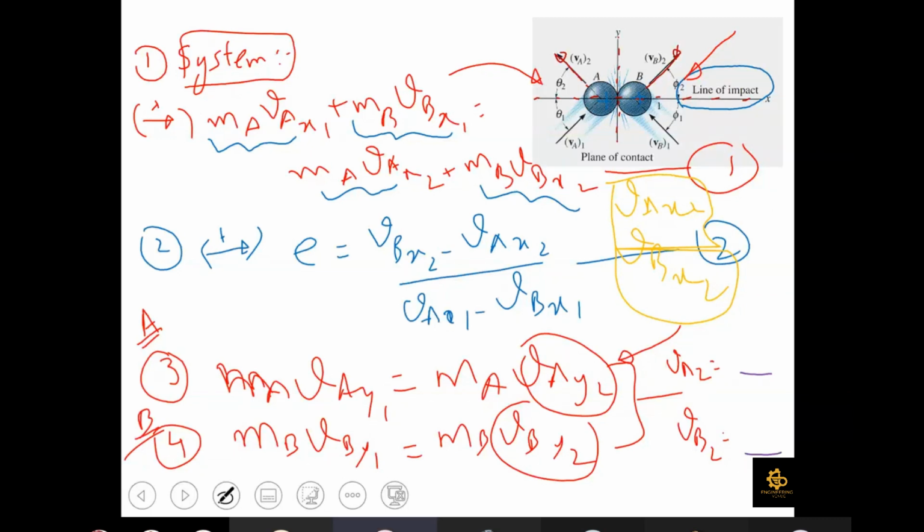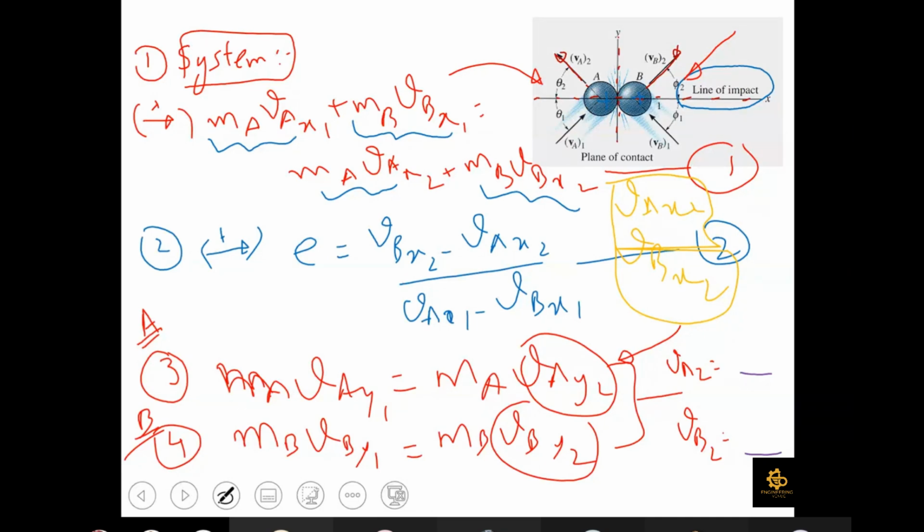Theta 1 plus theta. सर, X और Y components अगर हमने find कर लिए तो फिर tangent से find कर लेंगे. Tangent से हम theta 2 और phi 2 find कर सकते हैं. तो theta 2 is going to be tan inverse VAY2 over VAX2. इसी तरह phi 2 is going to be tan inverse VBY2 over VBX2. ठीक है, clear है ये?